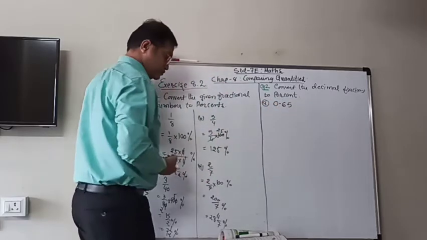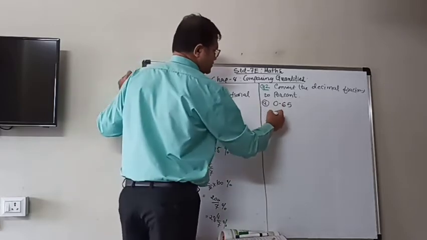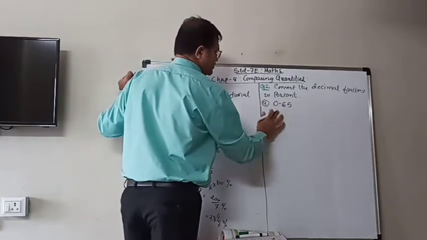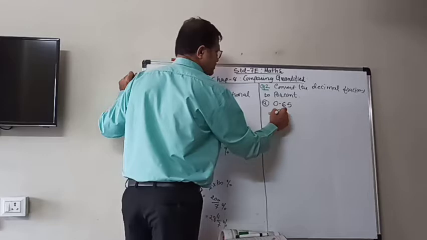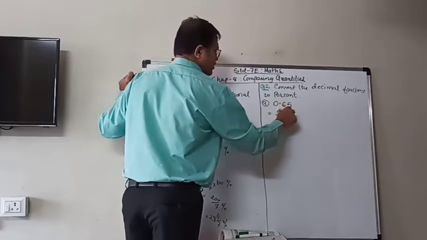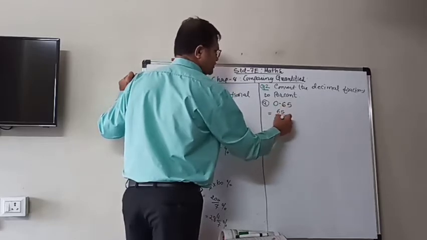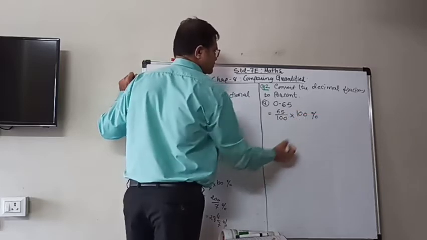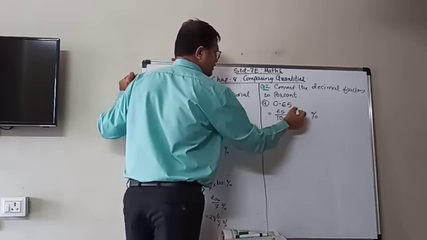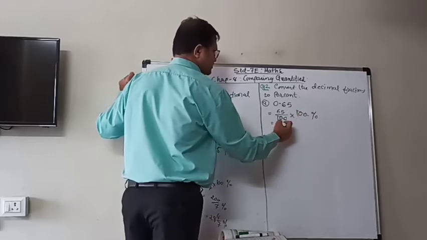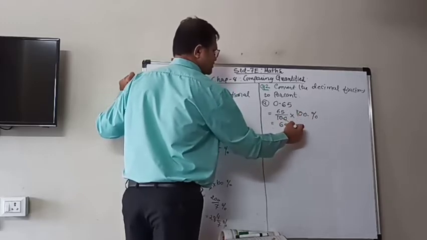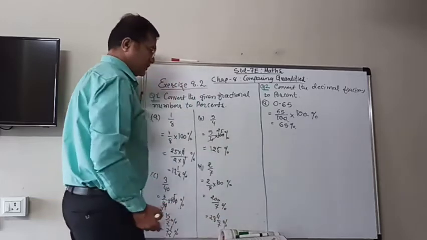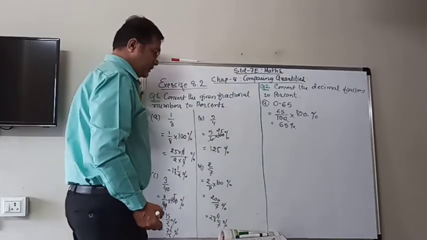0.65. You know that 0.65, if you take out the point, then you have to write down here 2 decimals, so 65 upon 100 multiplied by 100%. Now 100 can be cancelled, so your answer is 65%. Very simple.